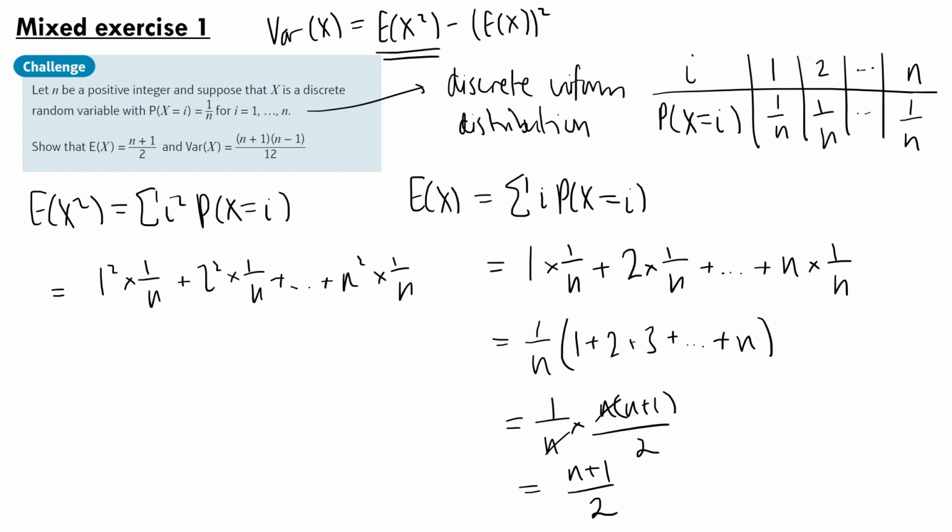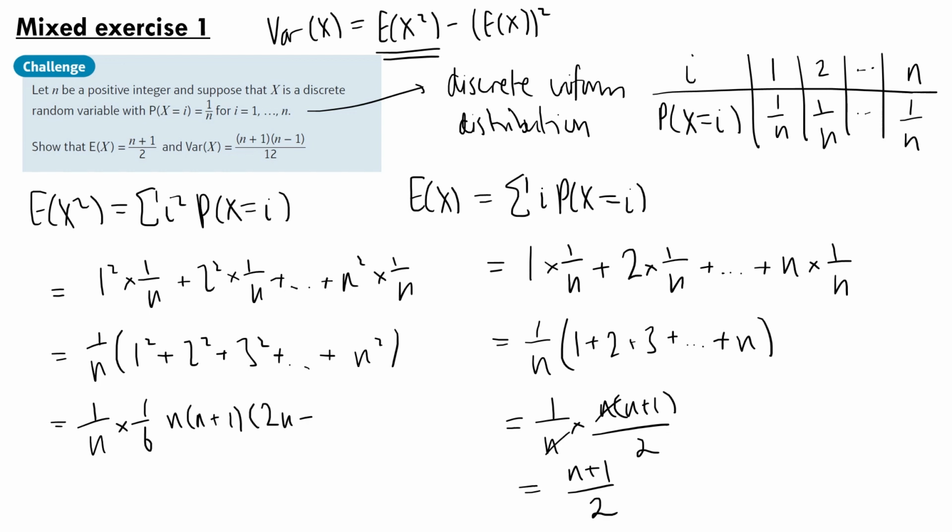Factorising the 1 over n out again, we get 1 squared plus 2 squared plus 3 squared and so on until we reach n squared. And again, using the sums of series formula from CP1, we get this is equal to 1 over n times a sixth n (n plus 1)(2n plus 1). And the n's will cancel again. And so we're left with 1/6 (n plus 1)(2n plus 1).